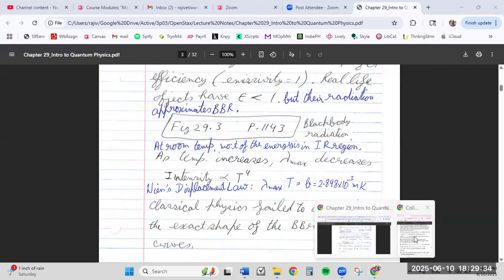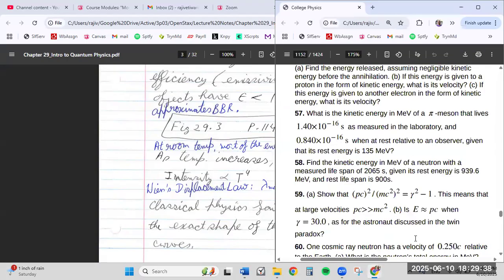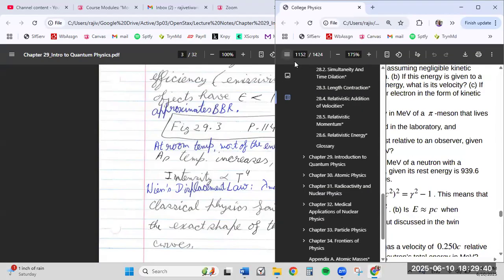Let me pull up the graph of black body radiation.